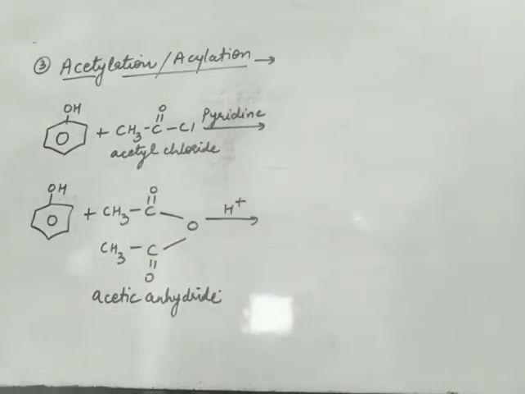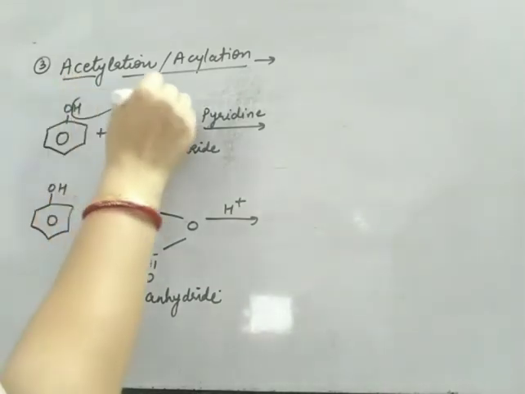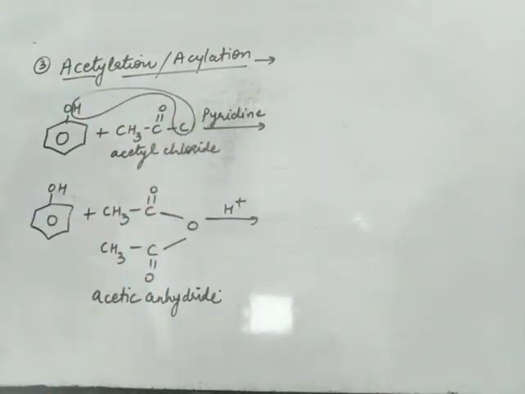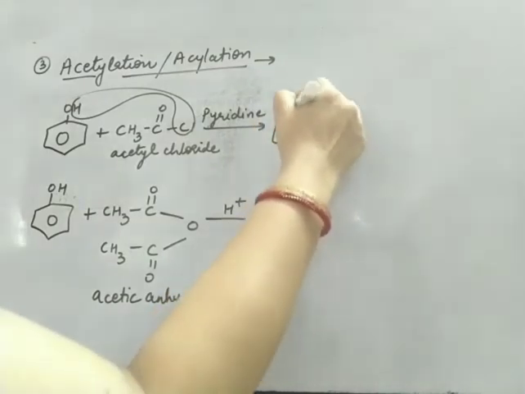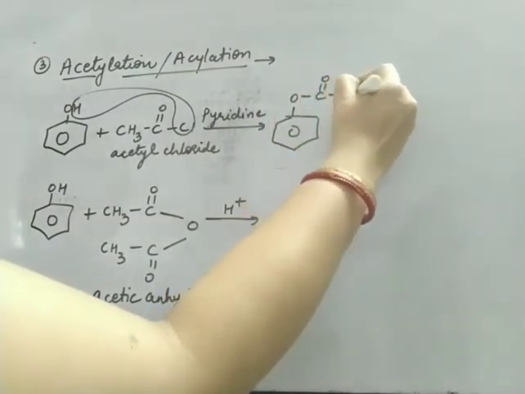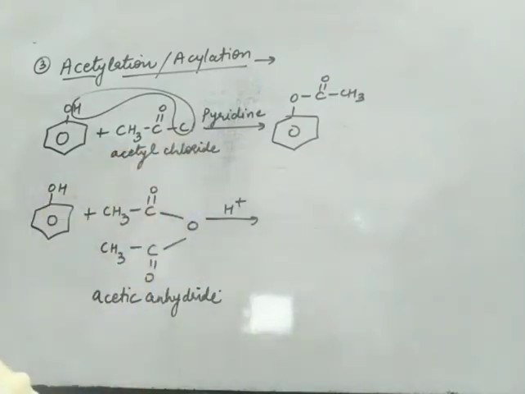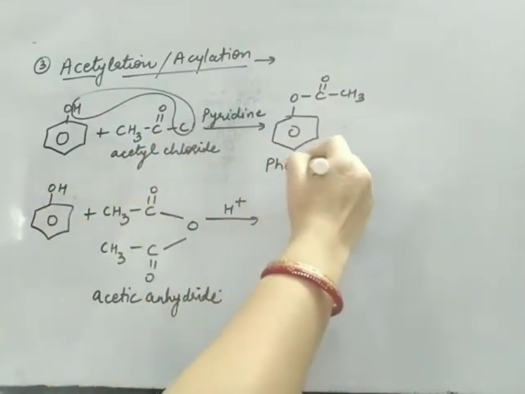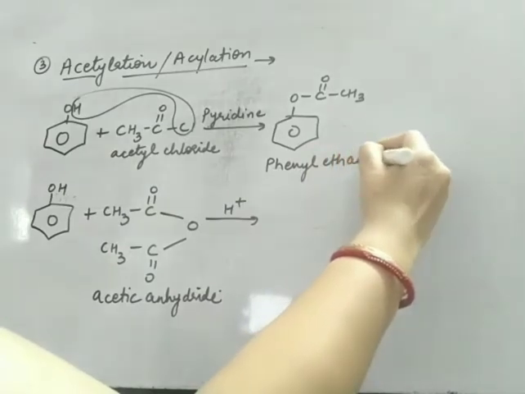Now the next reaction is known as acetylation or acylation reaction. This is different from your Friedel-Crafts acetylation reaction, because there the acetyl group comes on the benzene ring. Here it will not come on the benzene ring. This is phenol. It is treated with acetyl chloride or ethanoyl chloride. Pyridine is the base here. So HCl is removed like this and we get this product, OCOCH3. It is an aromatic ester, known as phenyl ethanoate or phenyl acetate.